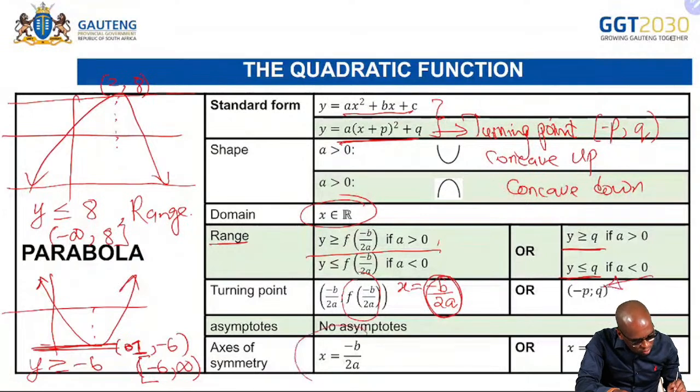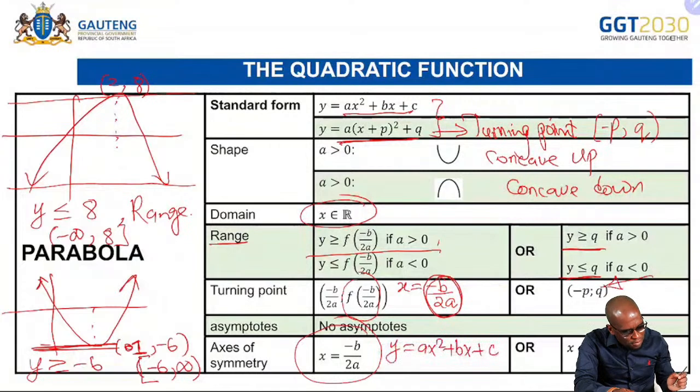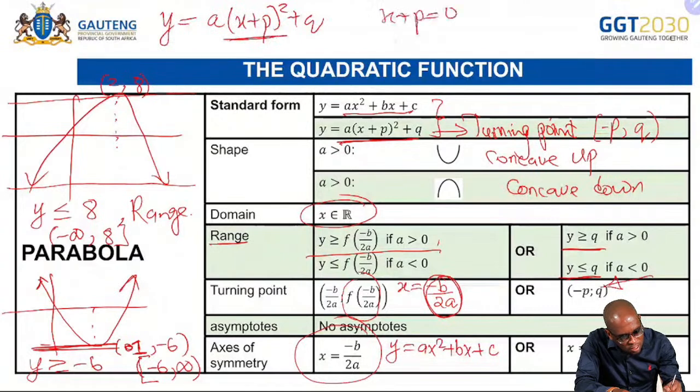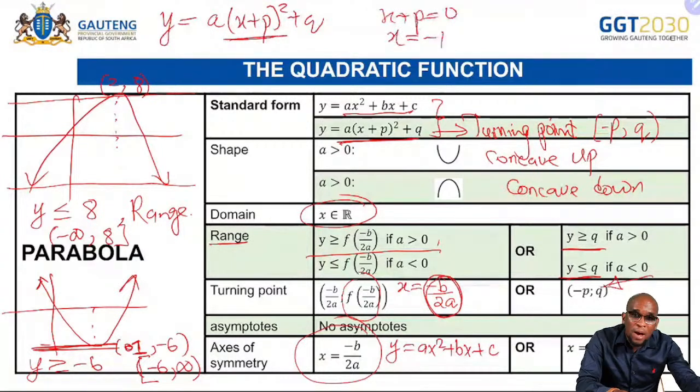Now the axis of symmetry here would be x equals minus b over 2a in the form where you have y equals ax squared plus bx plus c. But if the form is different, if you have the form y equals a into x plus p squared plus q, to get to the axis of symmetry, you would equate x plus p to 0. Then you get that x equals minus p. That would give you the axis of symmetry for that particular graph, right?